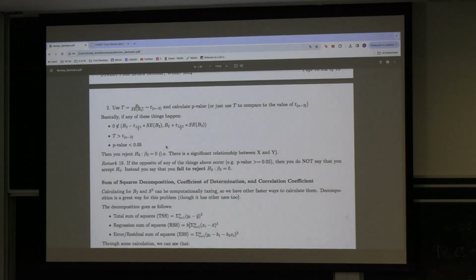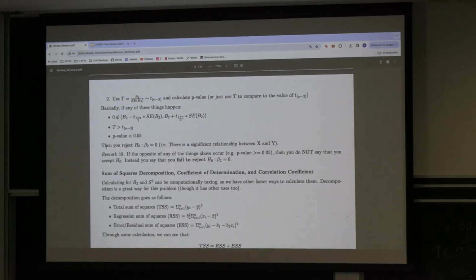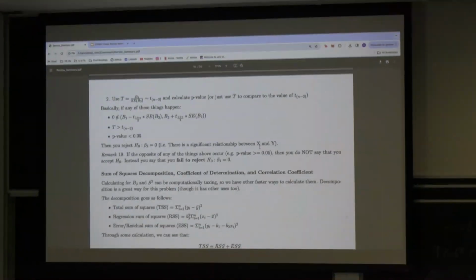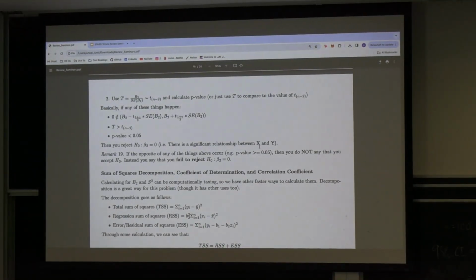And then in summary, basically, if any of these things happen, so if 0 is not in the confidence interval, or the test statistic is bigger than the t-value, or the p-value is less than 0.05, which is what we usually use, then you just reject. That means there is a significant relationship between x and y. If those things don't happen, then you don't say that you accept your null hypothesis. I think you guys know this. You just say you failed to reject it instead.